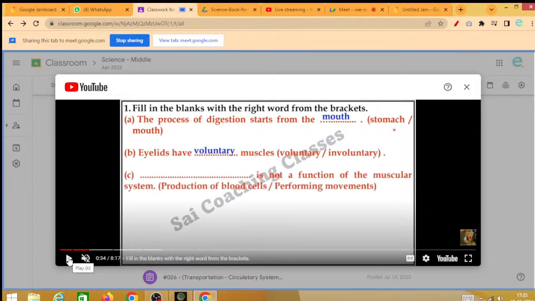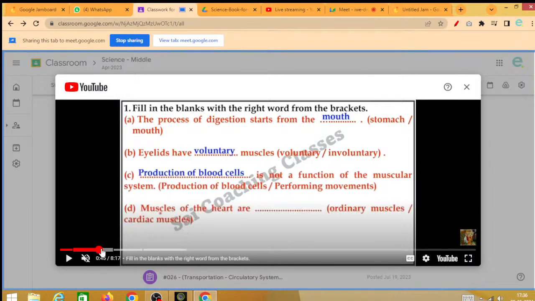Next, Harshit. That is not a function of the muscular system. Production of blood cells. Okay, very good. I'm not writing it because all this is given. You can start writing now or do this later, but you have to complete all these exercises.